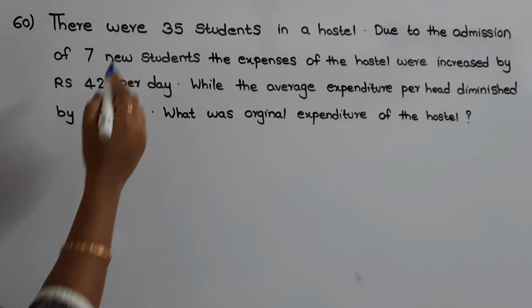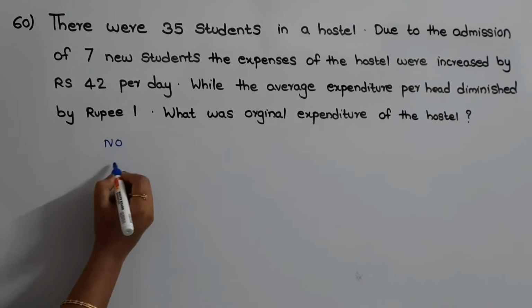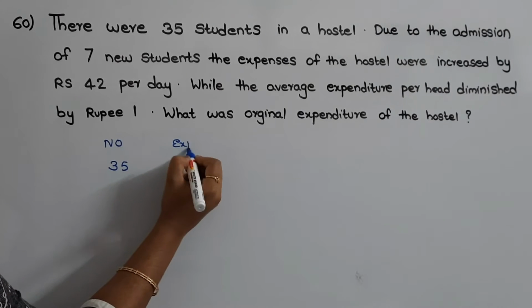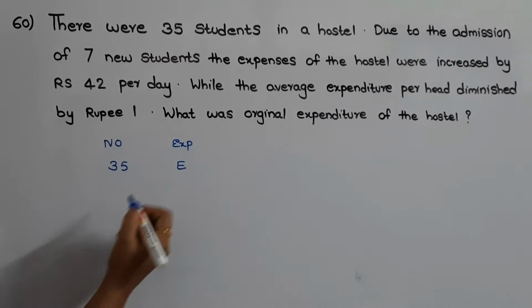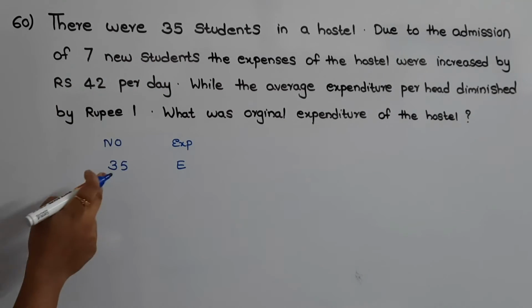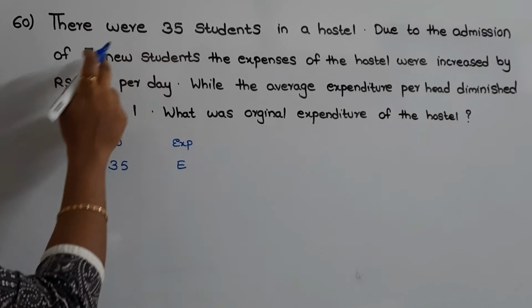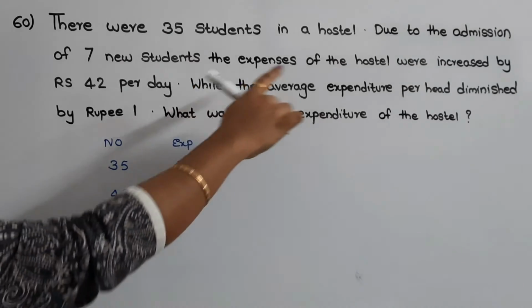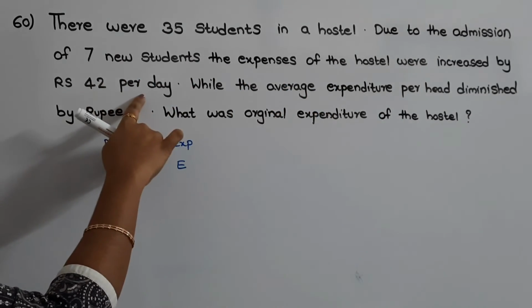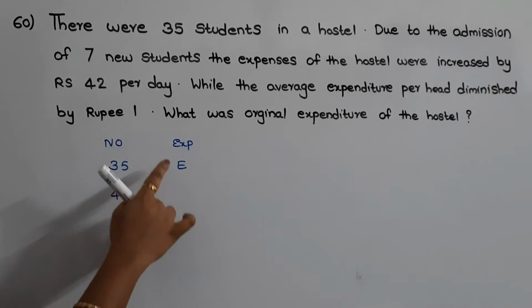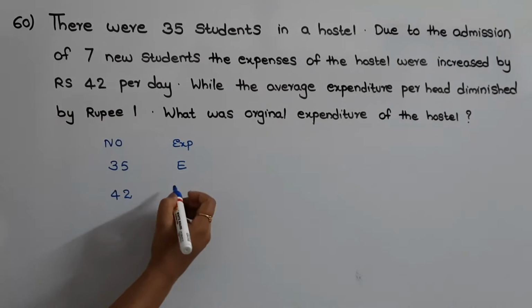So initially the number of students were 35 and at that time let us take the expenditure as E. Then they are telling that 7 new students were added, which means what will be the number of students? 35 plus 7, that is 42. So at that time they are telling that the expenditure has increased by rupees 42. So initially the expenditure was E, now the expenditure will be E plus 42.